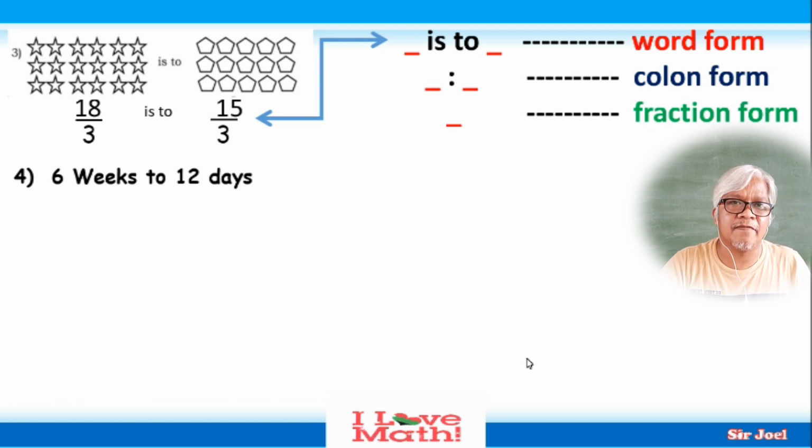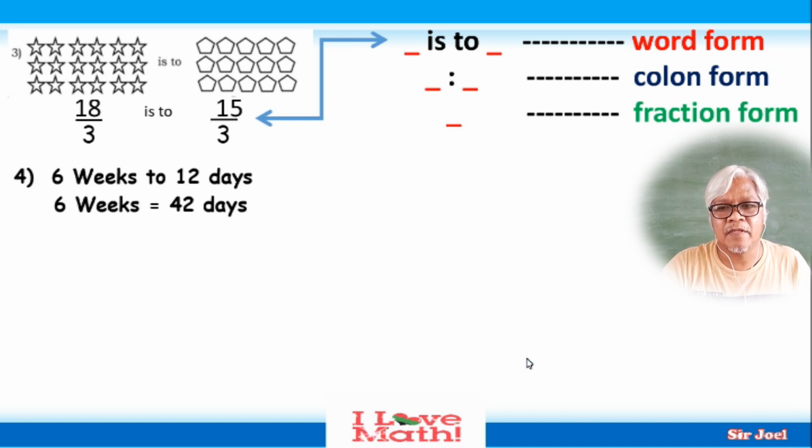6 weeks to 12 days. If you look at the units, meron kang weeks and days. Magkaiba, di ba? Now, in this example, we knew that 6 weeks is equivalent to 42 days. Bakit naging 42 days? Kasi in a week, meron tayong 7 days. Therefore, 6 times 7 ay 42. That's why 6 weeks equals 42 days.